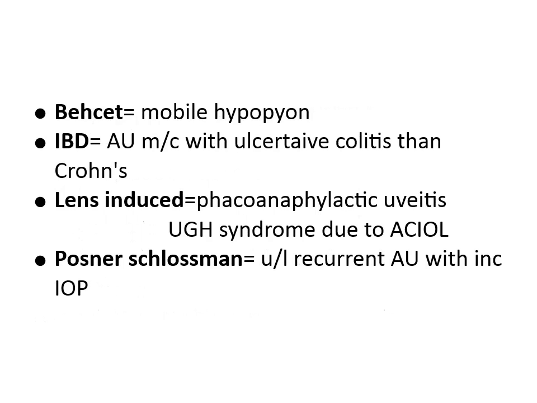And the other ones: one is Behçet's disease. In Behçet's you have bilateral recurrent anterior uveitis with a mobile hypopyon. Then you have inflammatory bowel disease, with ulcerative colitis and Crohn's. Anterior uveitis is more common in ulcerative colitis.